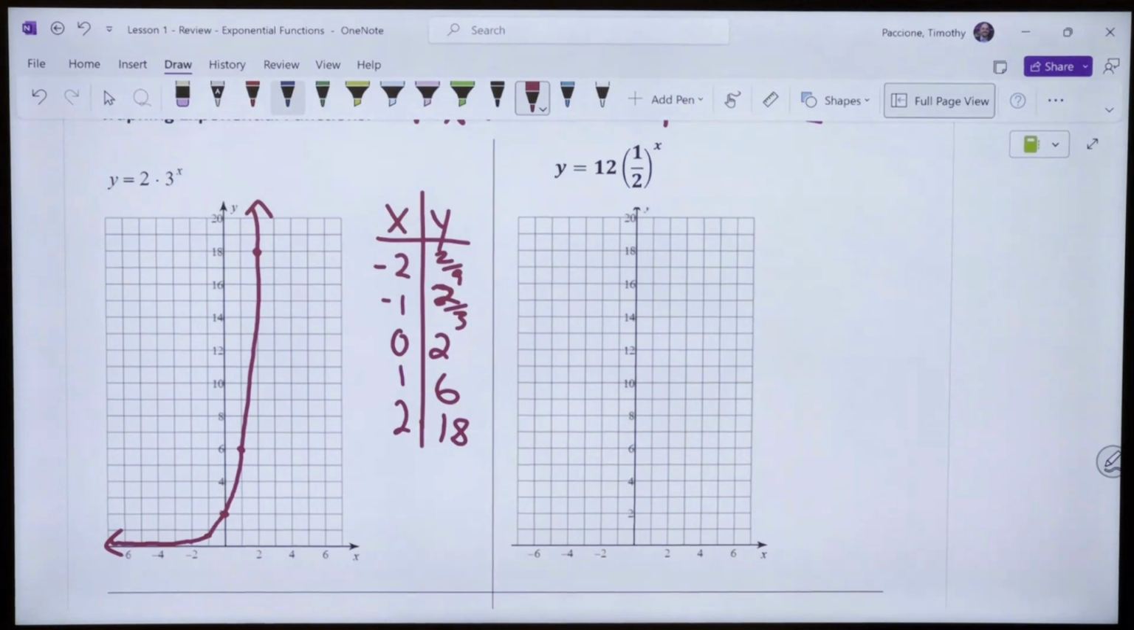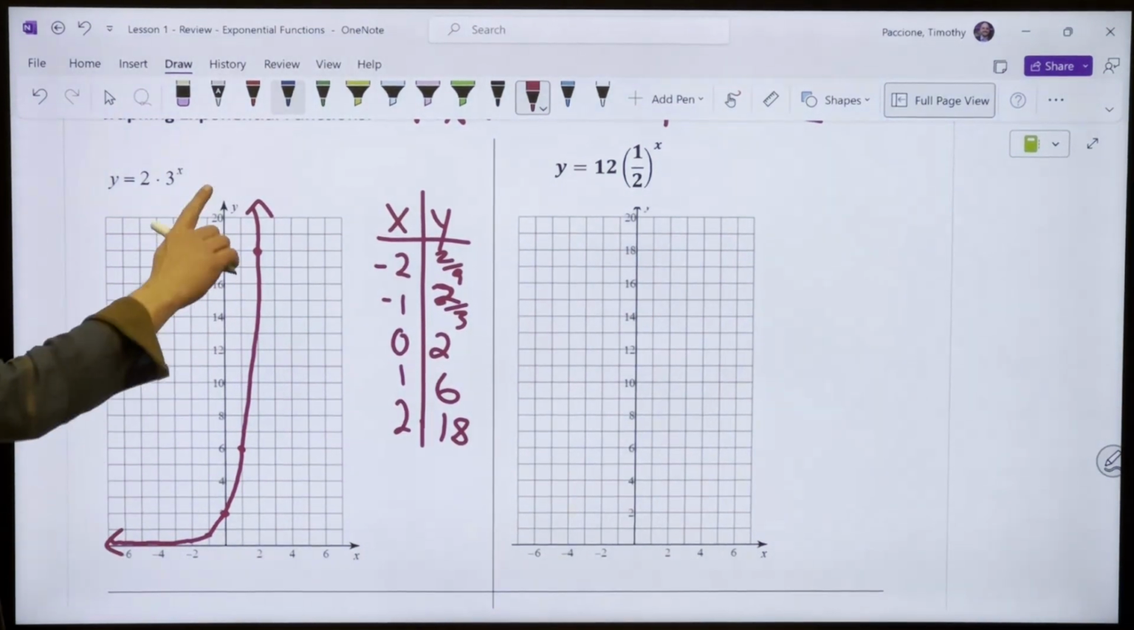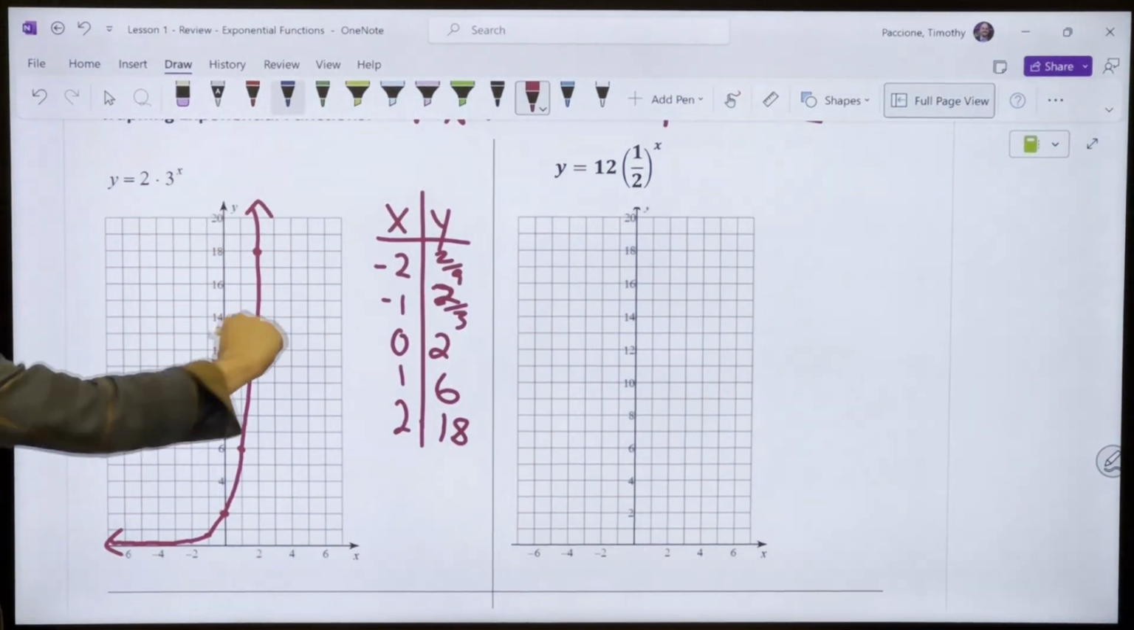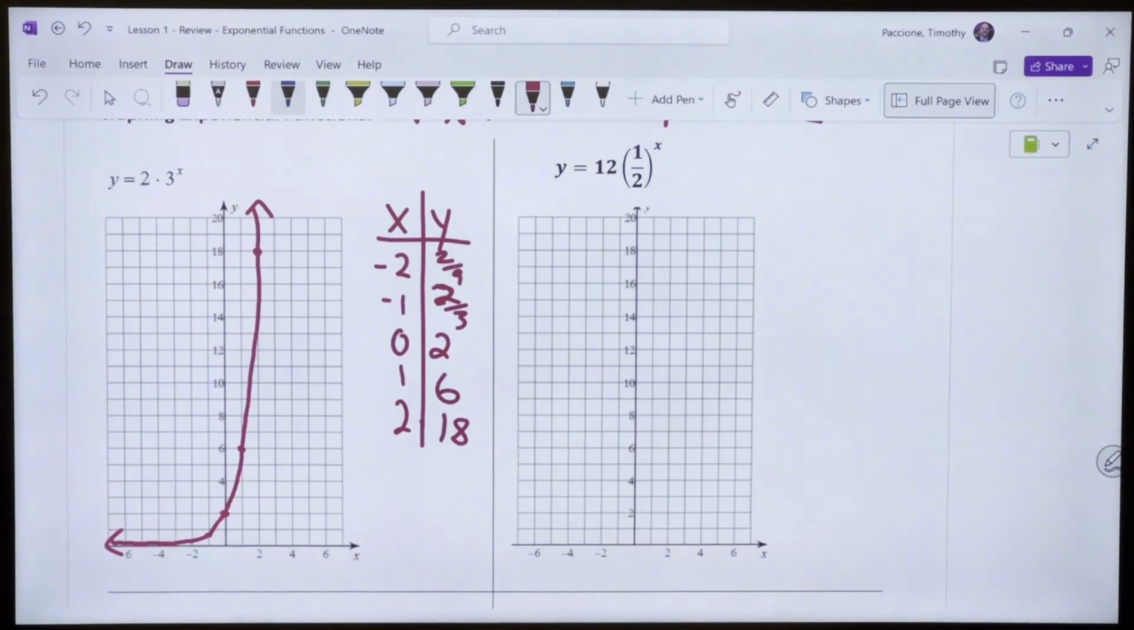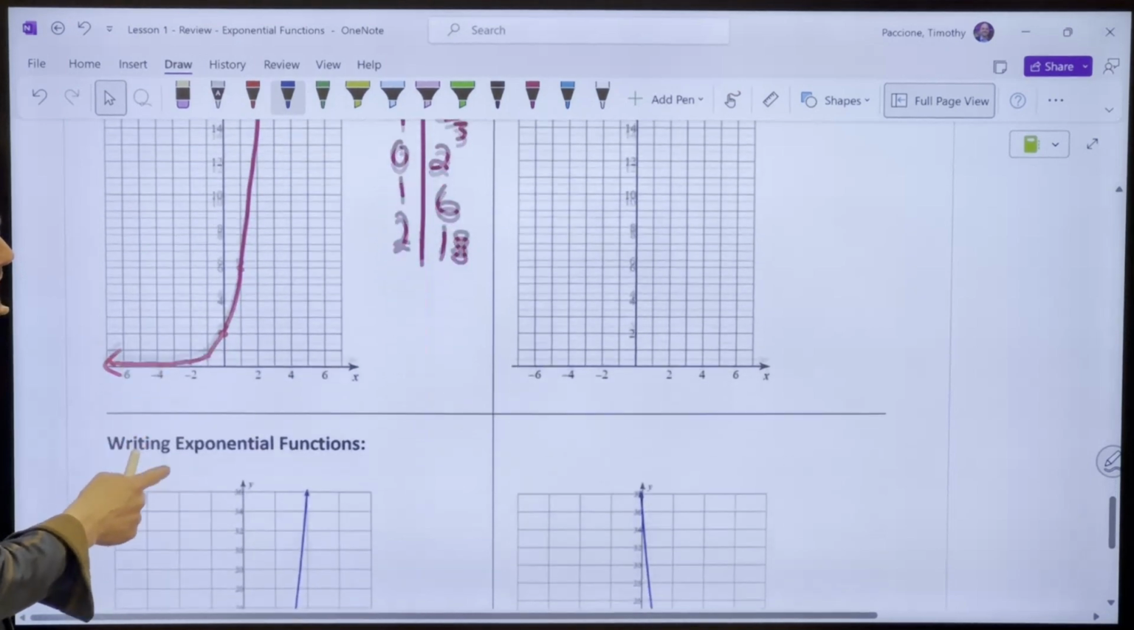Okay? So you can always plug in, but you don't necessarily have to if you know how exponential functions work. If you know your a and b and what they do. Okay? And now, same thing for that next one. I'll leave that for you.